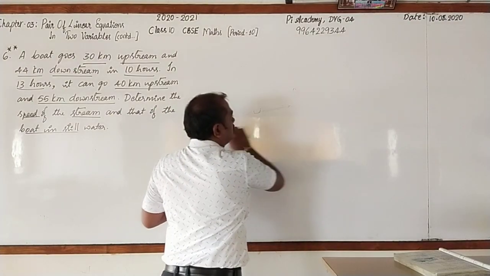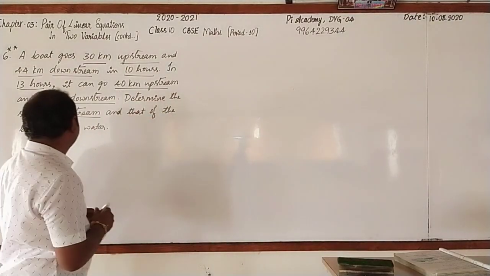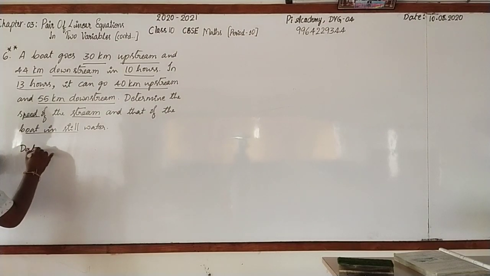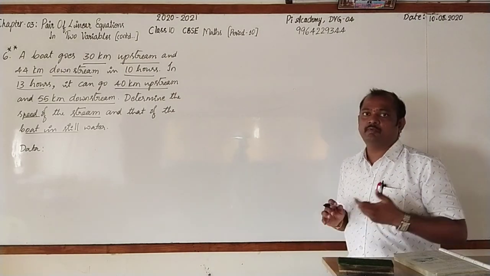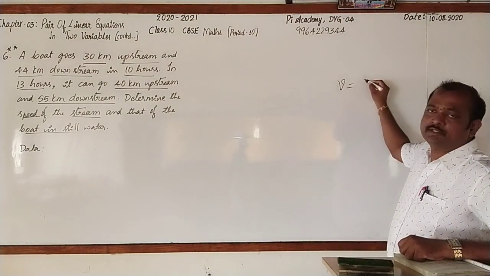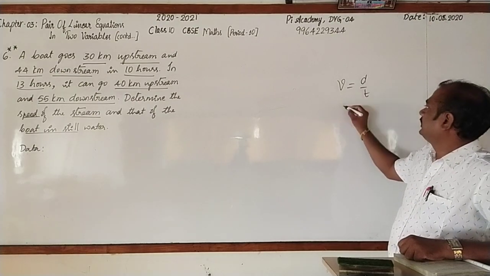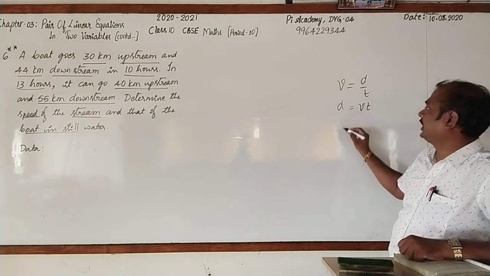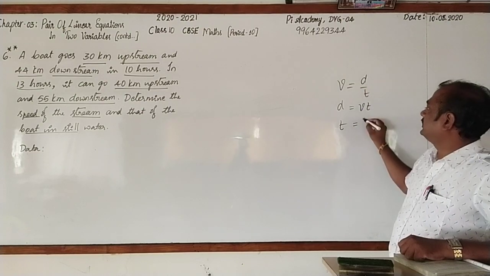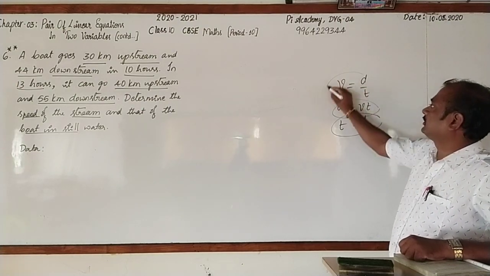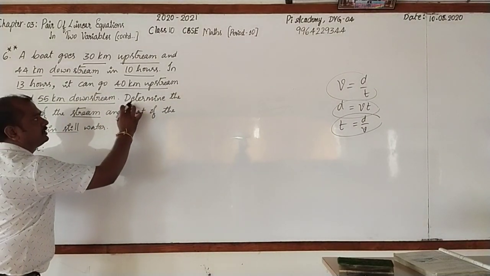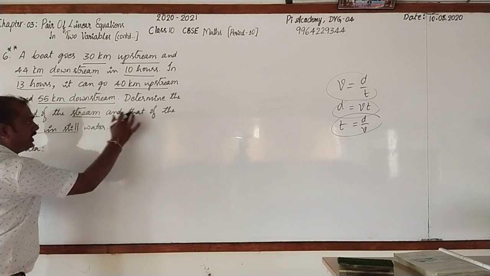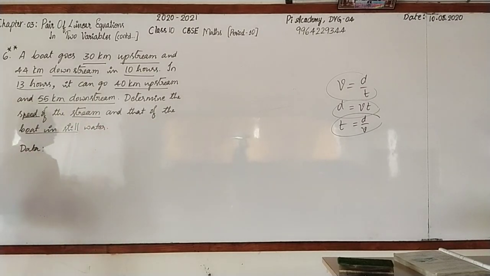Here, once you go through that last statement, from that only we can write the data. Another important piece of information is that this problem is related to speed. We have to recall the formula to find speed. Speed is equal to distance by time. Distance is equal to speed into time. Time is equal to distance by speed. Got it? Remember this. Please go through the last sentence: determine the speed of the stream and that of the boat in still water. Are they known? No, both are unknown.